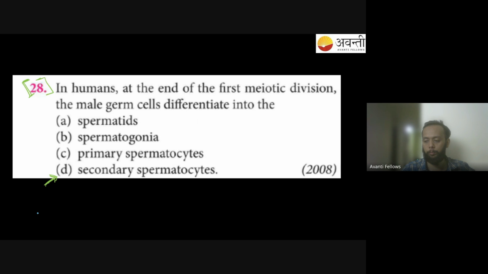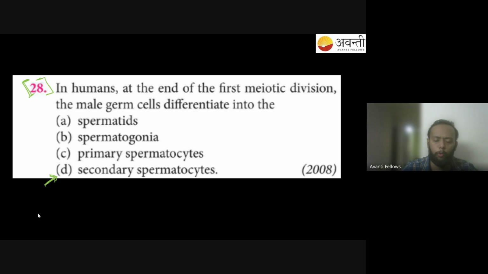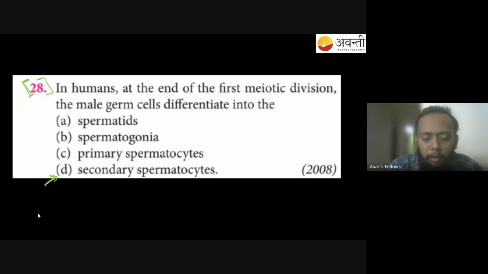Gayatri. Sir, I can't understand the questions. What is happening, Gayatri? Why is it so difficult to understand? See, over here, in humans, at the end of the first meiotic division, when the first meiosis happens, the male germ cell differentiates into. Now tell me something.